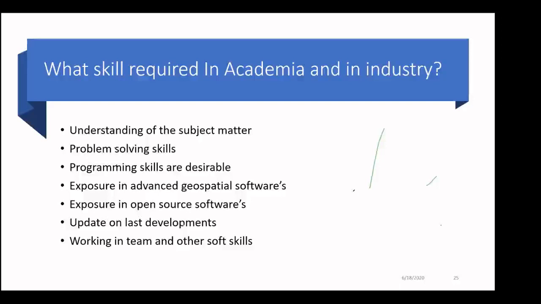But if you have other skills, definitely you have a better job position here. And there are different positions based on different capabilities available in the field. Some require advanced geospatial software. Some companies would like you to work on open source software, because they cannot afford commercial software, so they prefer students to work on open source software. And of course, they expect students to be up to date with the latest developments, and to be clear with the basic subject.